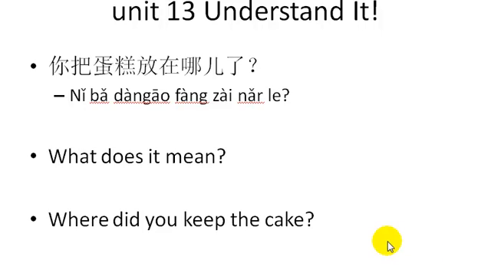I'm sure you came up with something very close to: where did you keep the cake. Okay, what's happening here is 你把蛋糕放在哪儿? So you, cake, put, where? So where did you put the cake? Or where did you keep the cake? Is basically what's being asked. This 把 is an interesting piece of grammar that I will put off for now until the grammar video.